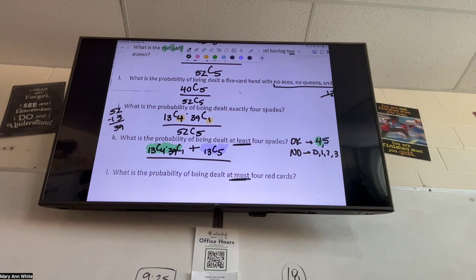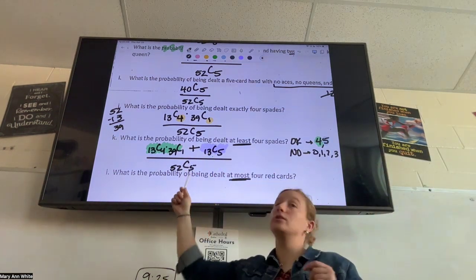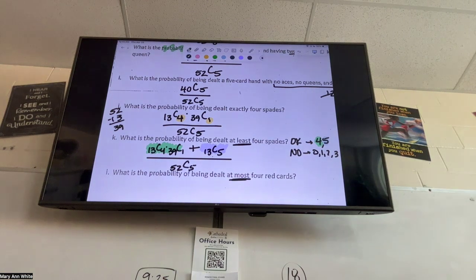All of that together is going to be over my total. Good. I'm okay with 4 spades. I'm okay with 5 spades. So I have both of those situations right here. I'm going to add those probabilities together, and divide.